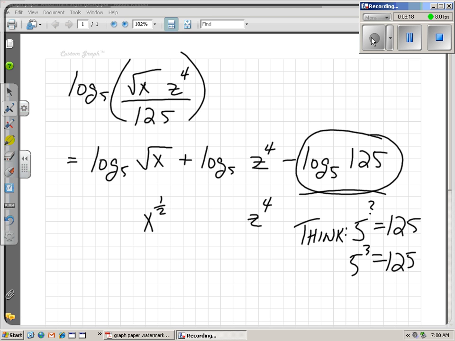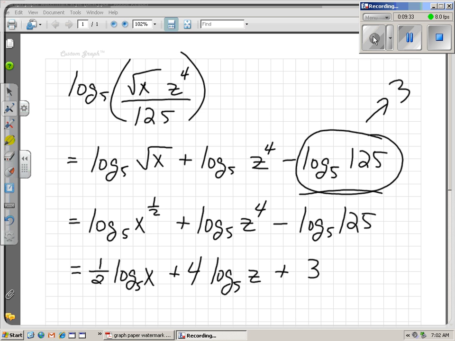So this logarithm is going to turn into 3, just the number 3. The log base 5 of 125 is the number 3. So we're going to replace that whole expression with the number 3. And there's our final answer showing all the steps.